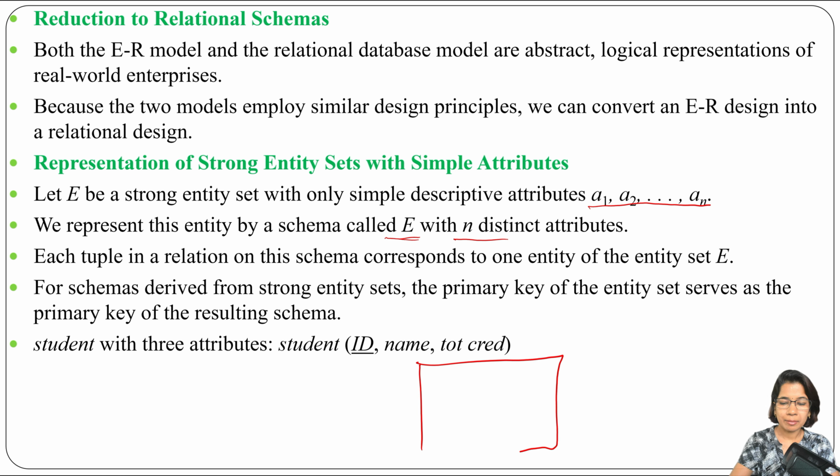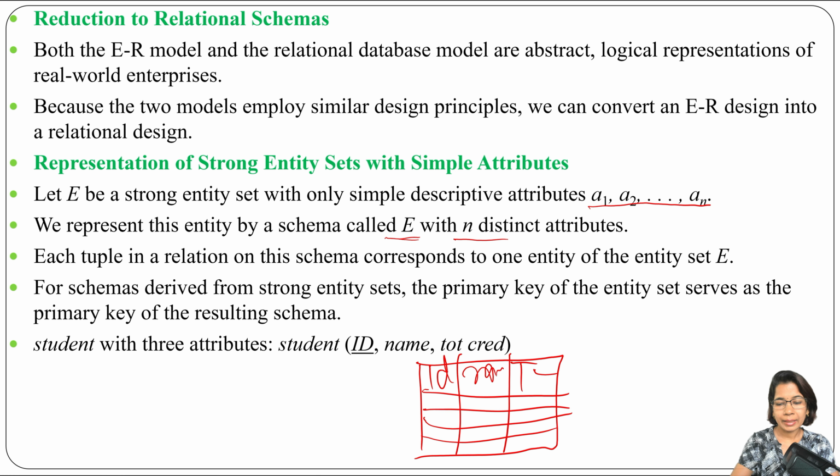So we will create a table. First will be ID, then name, then total credit. Okay. And each row will be for each entity.